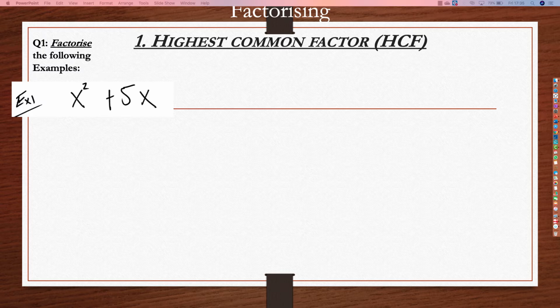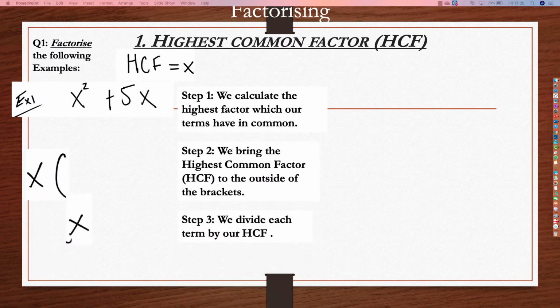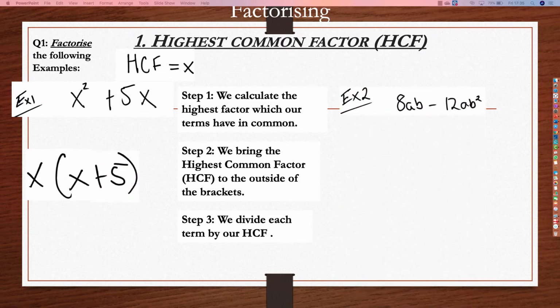And we get x plus 5. Take out a common x, so that's x plus 5. Simple as that. Right? Factorize that: ab minus 12ab squared.